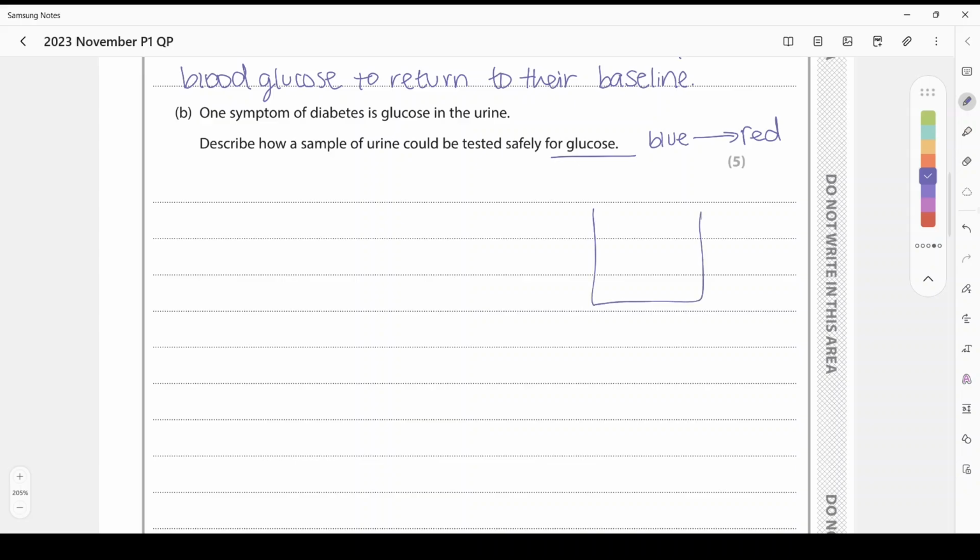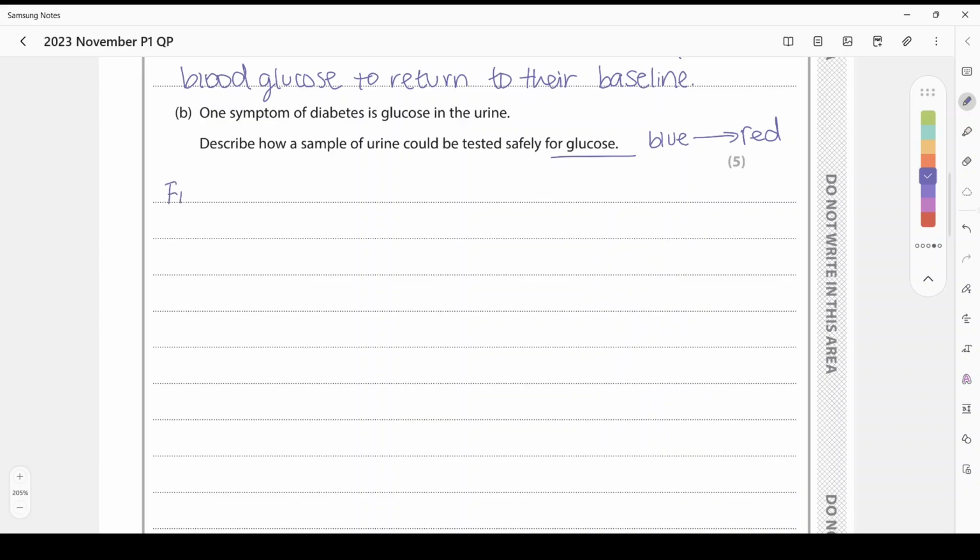precipitate. And remember, I'm just going to draw a water bath here. So you would need to have a Bunsen burner, and you would put the test tube in the water bath and leave it there for, let's say, 5 to 10 minutes. All right, let me just erase this.